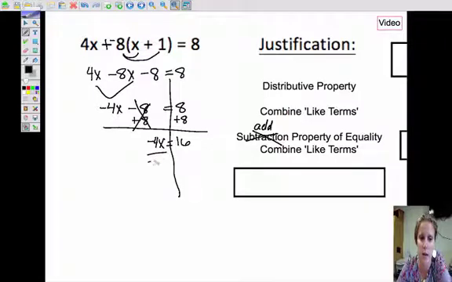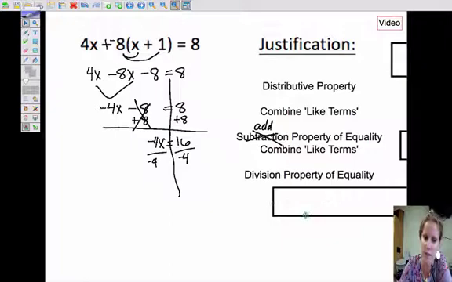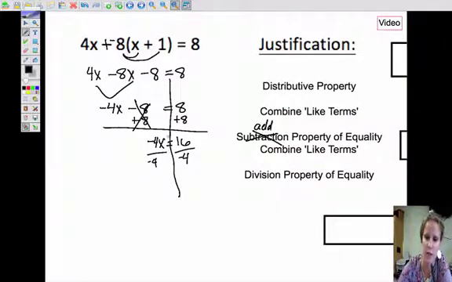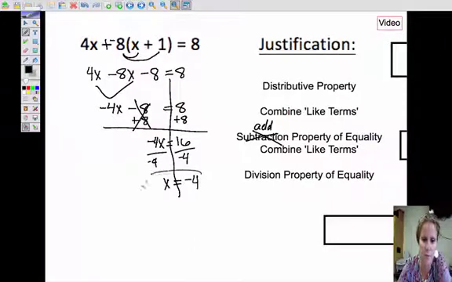Finally, I'm going to divide by negative 4. Divide by negative 4. That's using the division property of equality. And x equals negative 4. Okay?